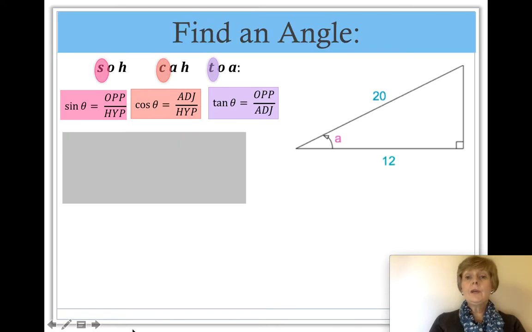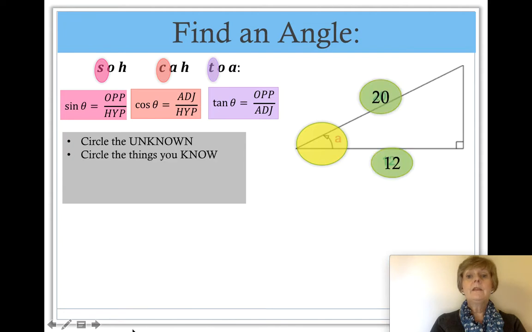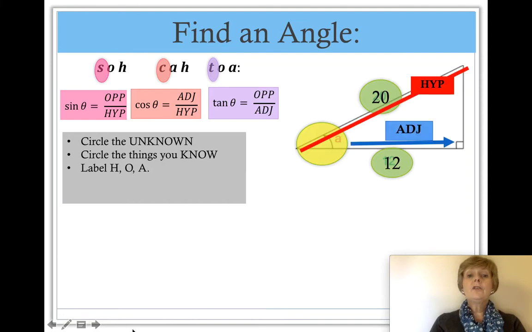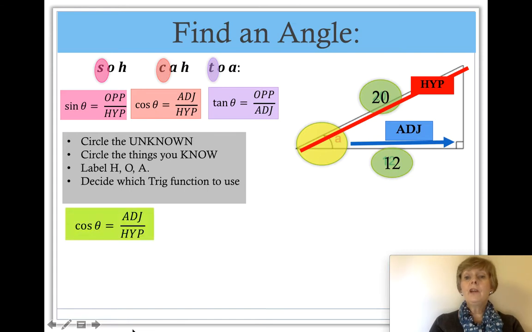Now we're going to look at the similar application where it's the angle that we don't know. Once again, we circle the unknown. Then we circle the things we do know. And now we decide, labeling hypotenuse, opposite and adjacent, which trig function to use. Because it's adjacent and hypotenuse that we do know, we're going to use the cosine function.